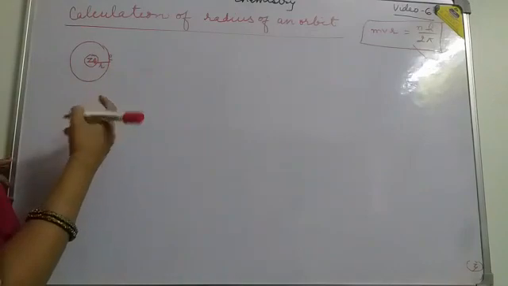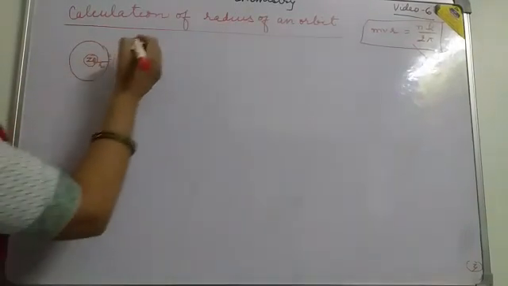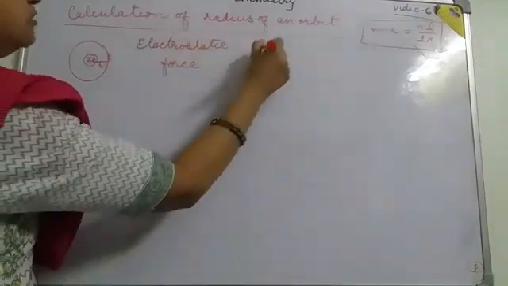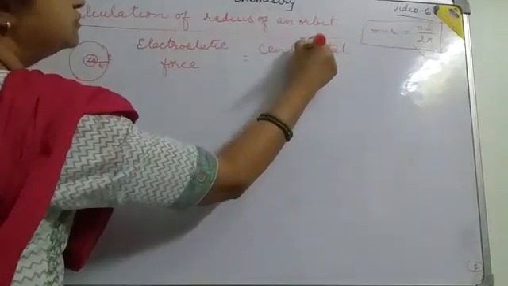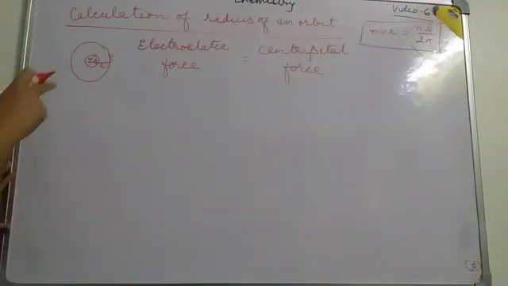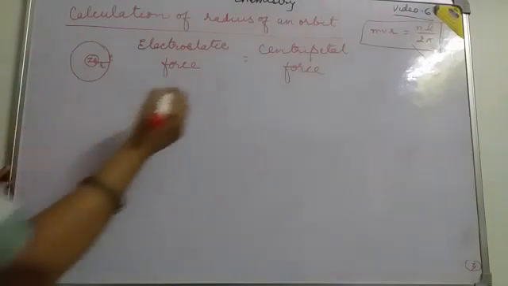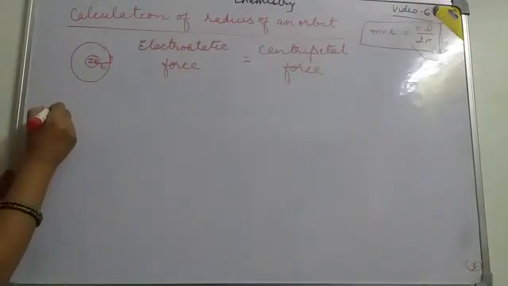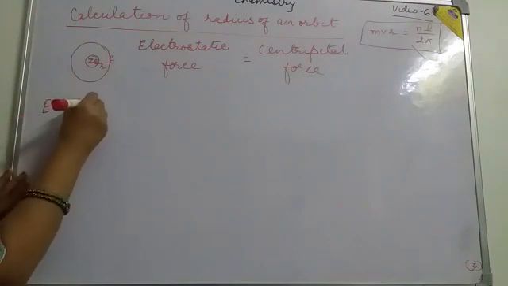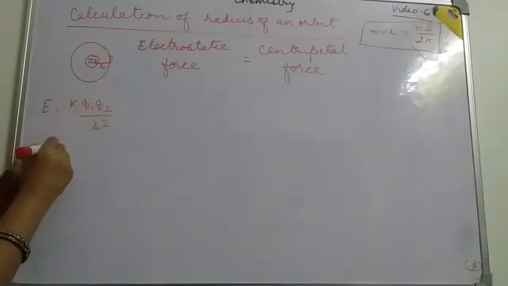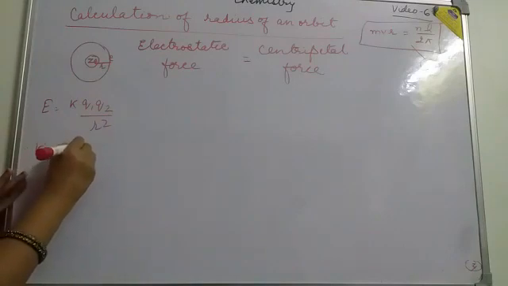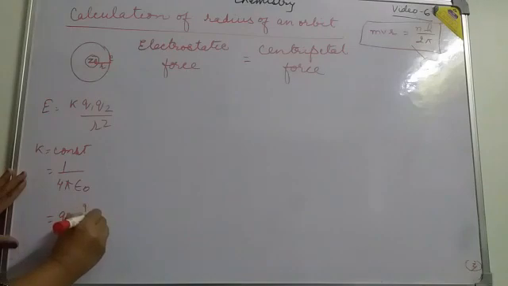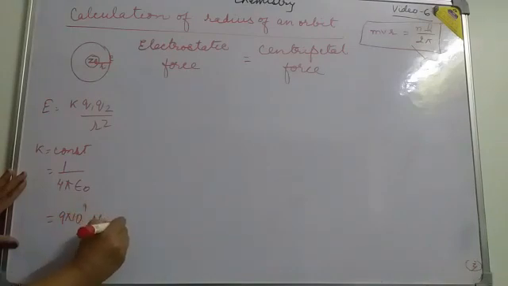For calculating the radius, these two are held together by an electrostatic force of attraction. So the electrostatic force is equal to the centripetal force. When an object moves in a circular path, it experiences a centripetal force. As we know, electrostatic force is equal to K Q1 Q2 by r square, where K is the Coulombic constant, and its value is 1 by 4 pi epsilon naught, which is equal to 9 into 10 to the power of 9 meter square per second square.